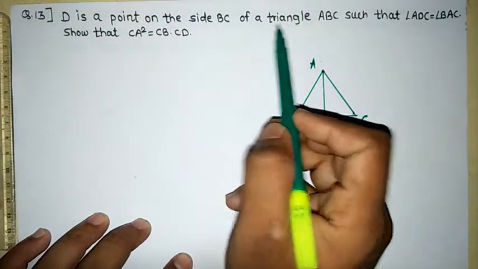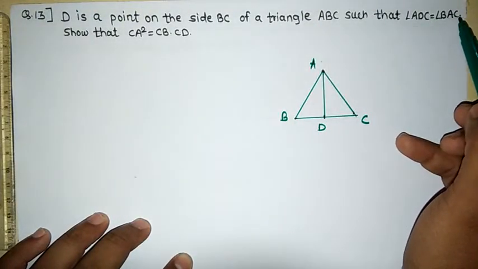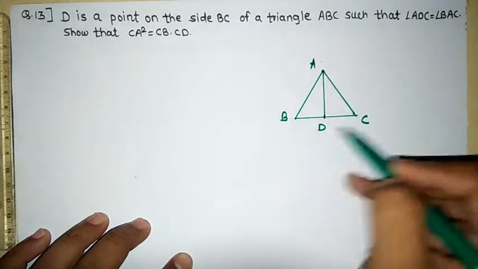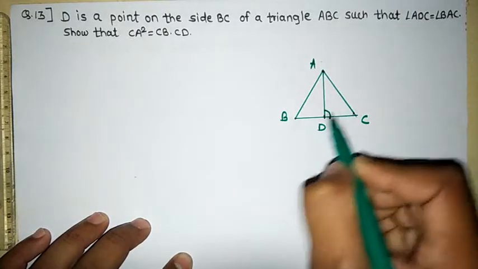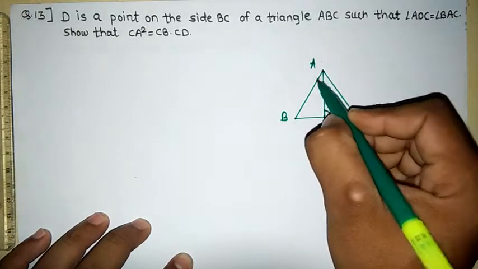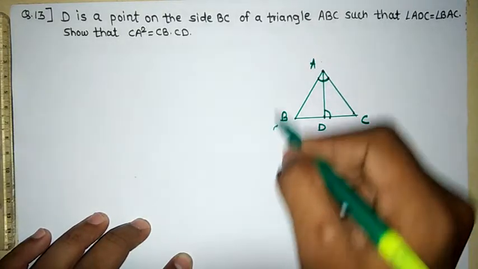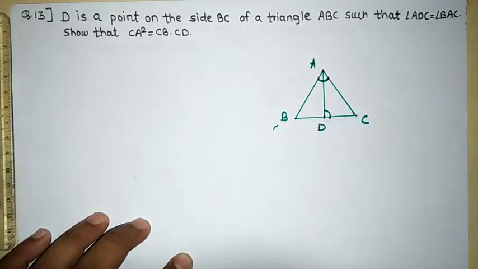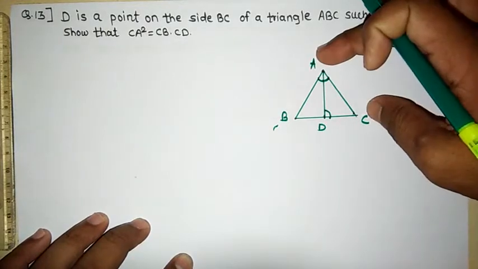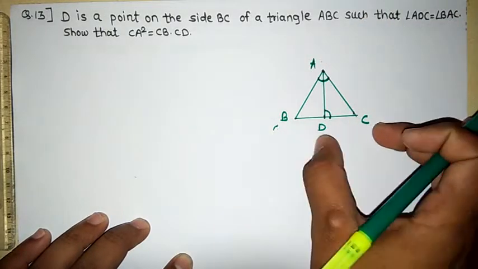See here, of a triangle ABC such that angle ADC is equal to angle BAC. Angle ADC means this one angle. This angle is equal to angle BAC, means this bigger angle. This angle BAC. These two angles are equal. Then we have to show here CA square is equal to CB into CD.